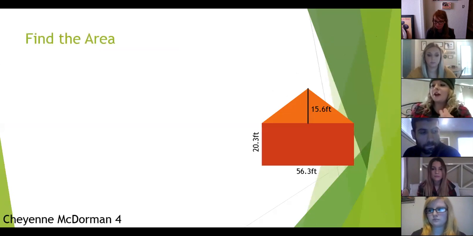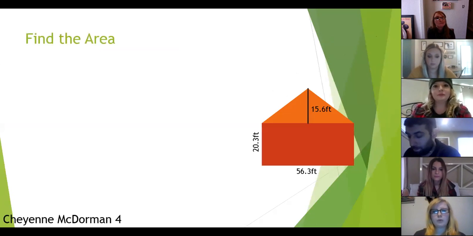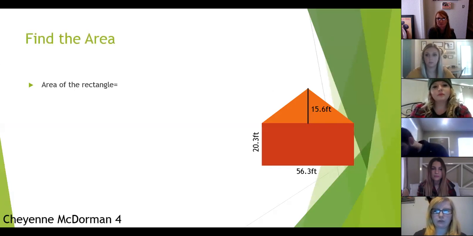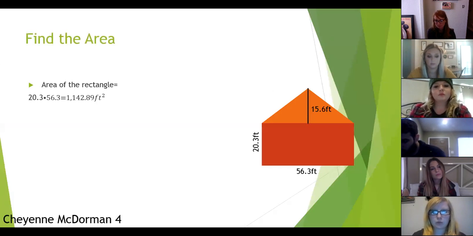Cheyenne, how do you find the area of this figure? Well, we need to look at this figure as 2 different things. So first we're going to look for the area of the rectangle. So you're going to use the formula length times width. So our length is 56.3 and our width is 20.3.